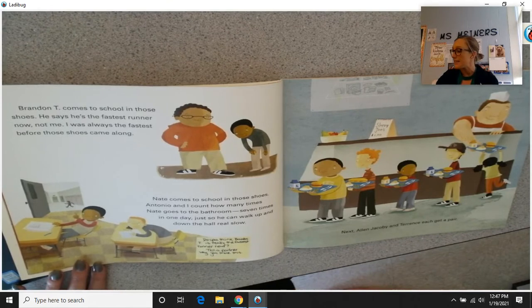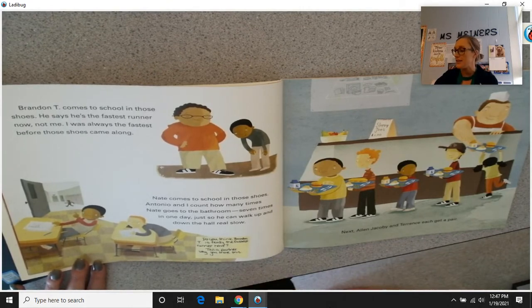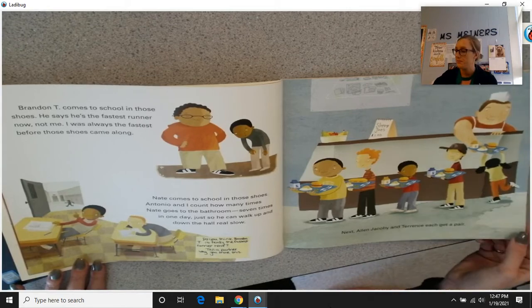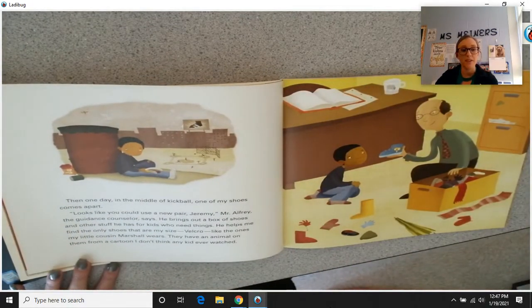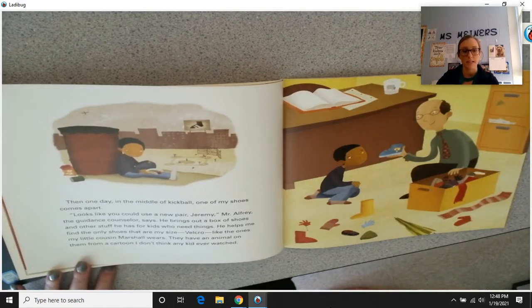Let's keep going. Next, Alan Jacoby and Terrence each get a pair. Then one day, in the middle of kickball, one of my shoes comes apart. Looks like you could use a new pair, Jeremy, Mr. Alfrey, the guidance counselor, says. He brings out a box of shoes and other stuff he has for kids who need things. He helps me find the only shoes that are my size. Velcro. Like the ones my little cousin Marshall wears. They have an animal on them from a cartoon I don't think any kid ever watched.